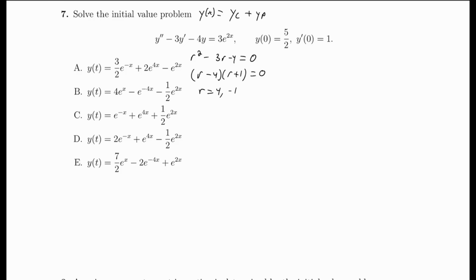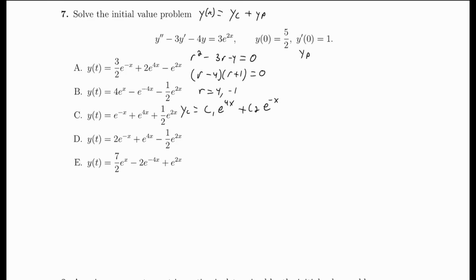We can take those and write out our linear combination. So y complementary is equal to c1 e to the 4x plus c2 e to the negative x. We now have the first part of our solution. We need to find the particular part. What we'll do for undetermined coefficients is go ahead and make a guess for what the form of our y particular will have to be.